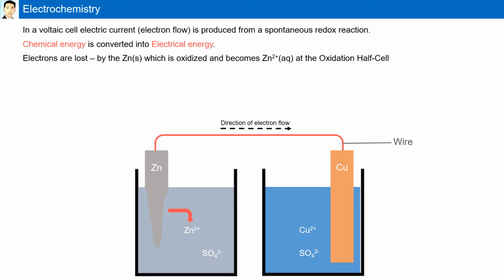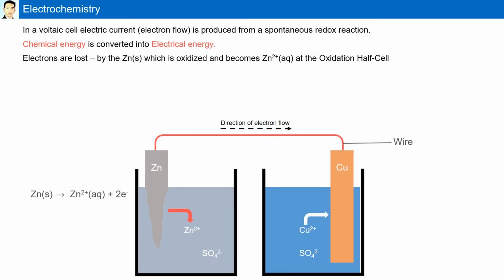Electrons are lost by the solid zinc, which is oxidized and becomes Zn2+ aqueous at the oxidation half cell. In so doing, the zinc electrode, the zinc strip, dissolves and becomes smaller. On this side, we have Zn solid goes to become Zn2+ aqueous plus 2 electrons. The zinc solid is dissolving into the solution, becoming Zn2+.